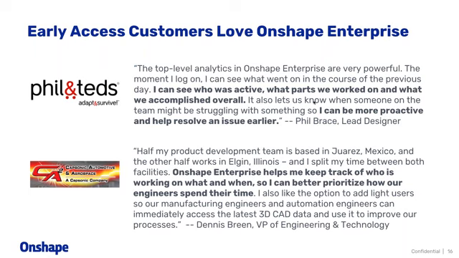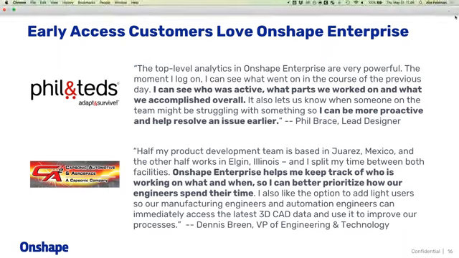And now Dennis Breen, who's the VP of Engineering and Technology at Capsonic Automotive and Aerospace. They're an OEM supplier for a number of large automobile makers. Half of his product team is based in Juarez, Mexico, and the other half works in Illinois, and he splits his time between the two facilities. Onshape Enterprise helps him keep track of who's working on what and when, so he can better prioritize how his engineers are spending their time. He also likes the option to add light users, so his manufacturing engineers and automation engineers can immediately access the latest 3D CAD data and use it to improve their processes.